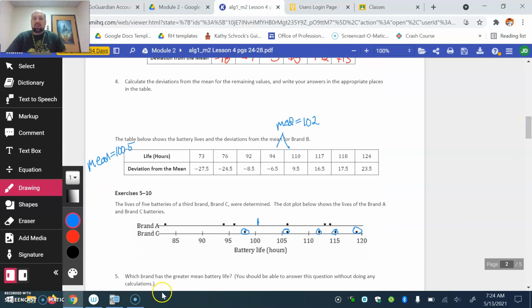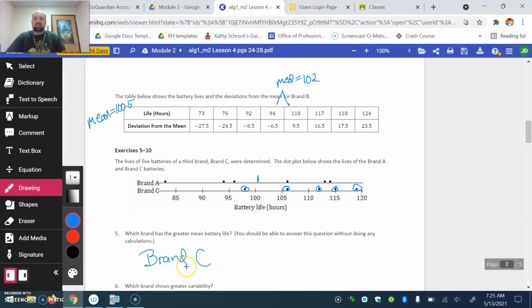Which brand has a greater mean battery life? You should be able to answer this without doing any calculations. Clearly, most of these dots are above 101. Only one of them is below. So those are going to pull the mean for brand C higher. So the answer for that one is brand C.